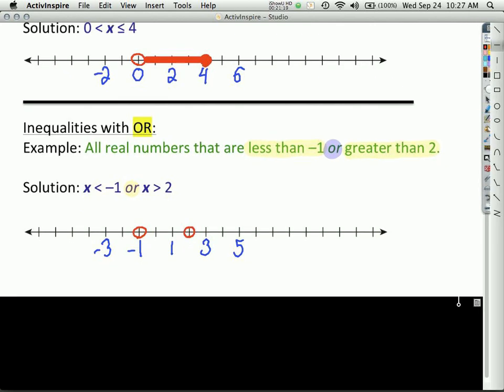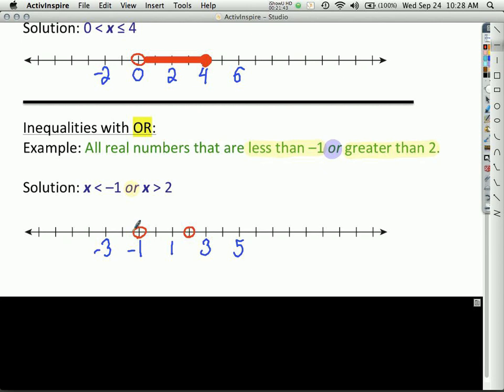Bless you. Now we need to shade. Thank you. Where do you think we're going to shade? Garen, what do you think? To the right of the 2 and the left of the -1. Very good instinct. That is exactly what we are going to do.